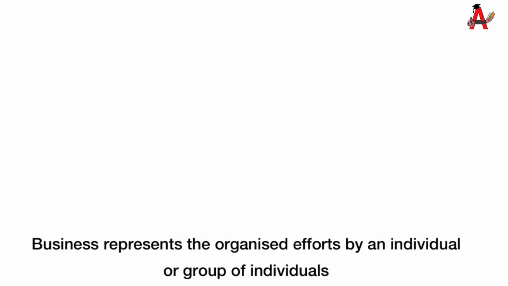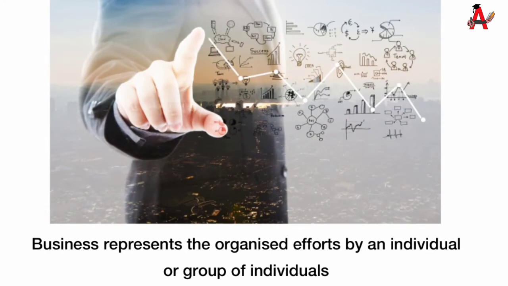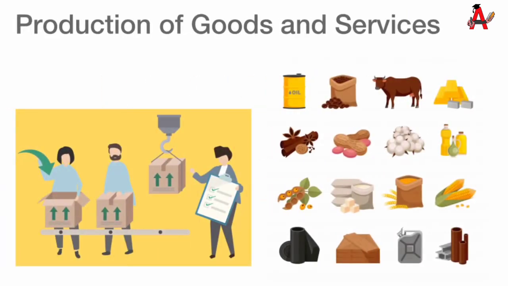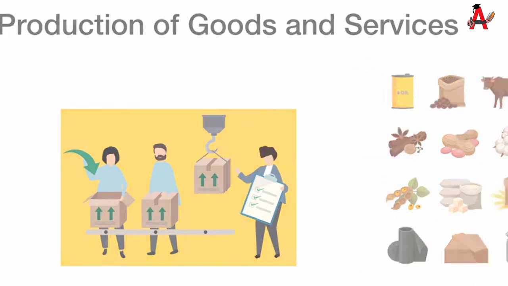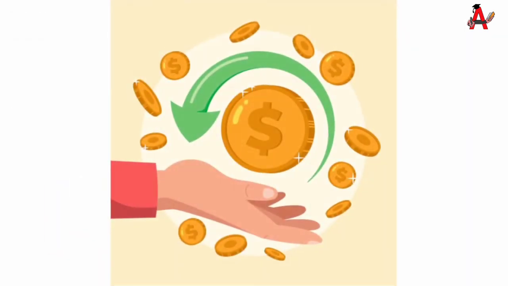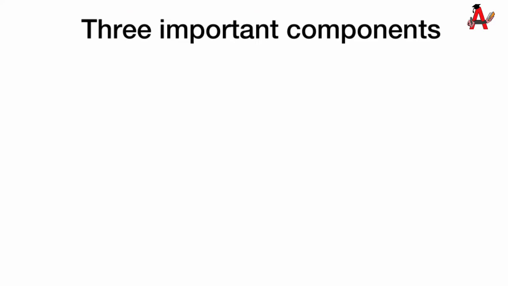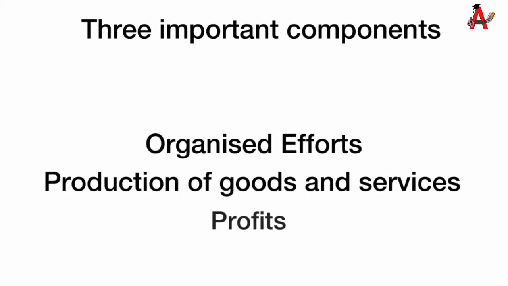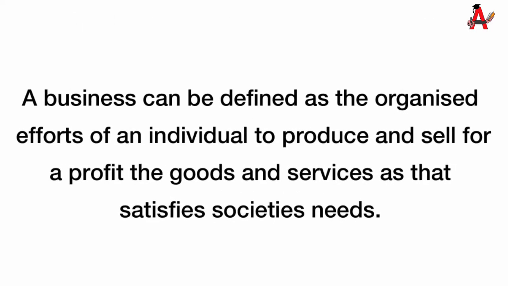Business represents the organized efforts by an individual or group of individuals. Generally, business results in production of goods and services, and a business sells these goods and services at the market to reap profit. Three important components: there are organized efforts, there is production of goods and services, and there is a profit. Business can be defined as the organized efforts of individuals to produce and sell for a profit the goods and services that satisfy society's needs.